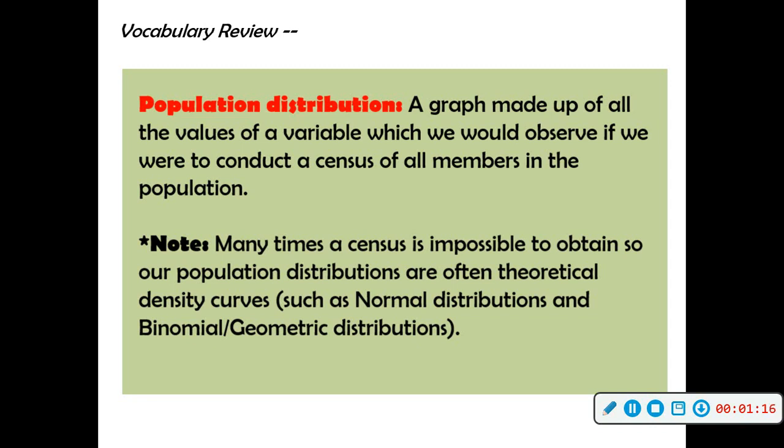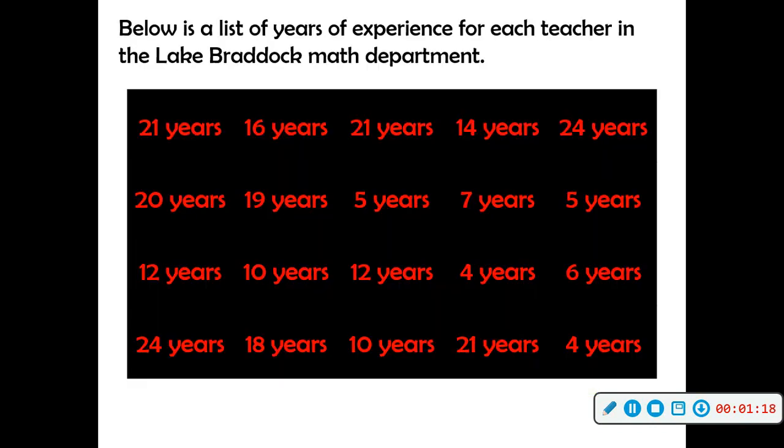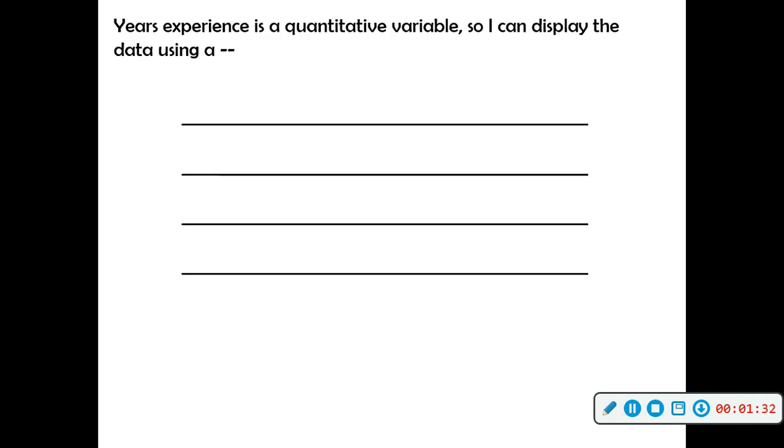So let's take a look at a population together. Here we have a list of years of experience for each teacher in the Lake Braddock Math Department. This needs to be updated, but more or less this is what we've got. Now our years of experience is a quantitative variable. So how could we display this data? There are 4 different ways. Think about it.